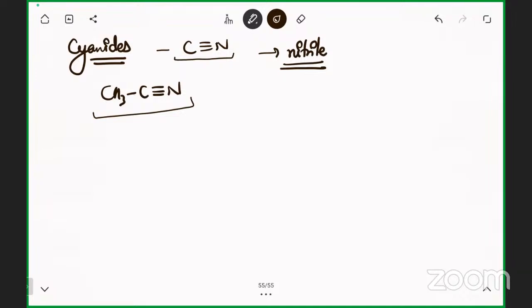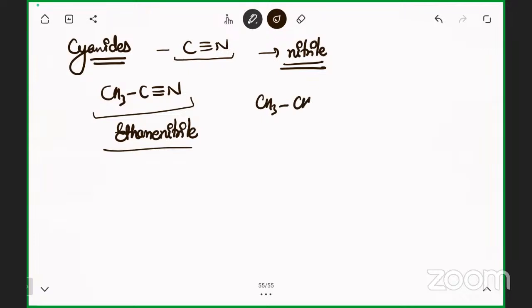CH3C triple bond N. Two carbons are present. For two carbons, what we use? We use ethane. And no need to give the gap, continuous, right? Ethane nitrile. Easy? Yes, sir. And it's quite easy, it's not that much tough.